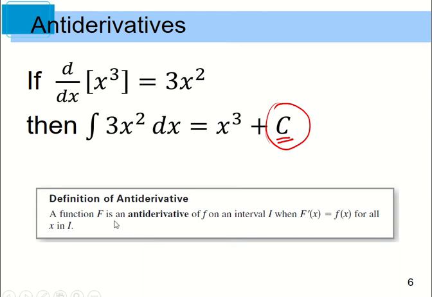Now, the definition of antiderivative: if a function capital F is an antiderivative of another function small f, then F prime of x equals f of x for all x in the interval. If F is the antiderivative, it means that we get F by integrating f. Therefore, differentiating F gives us back the small f.